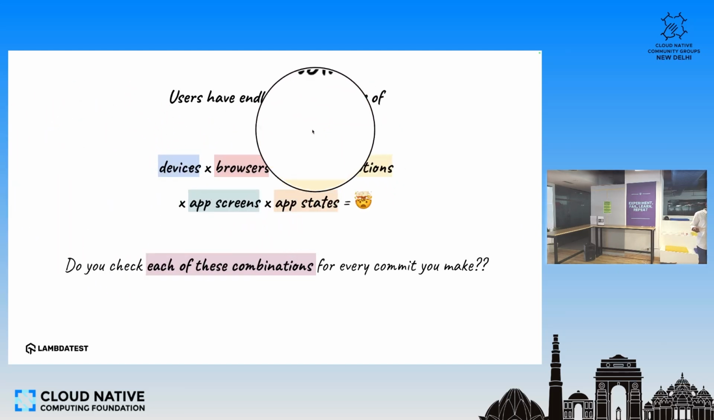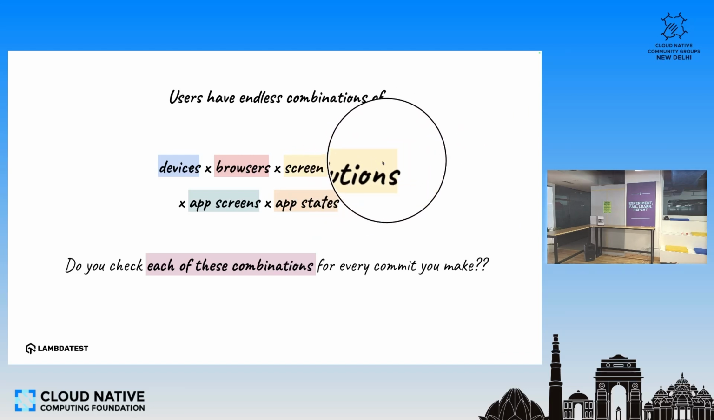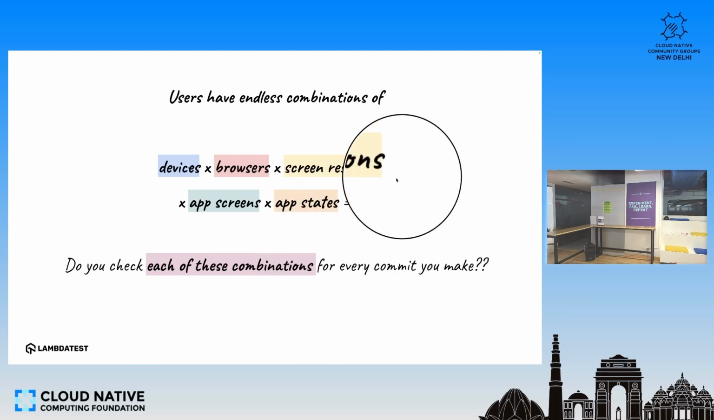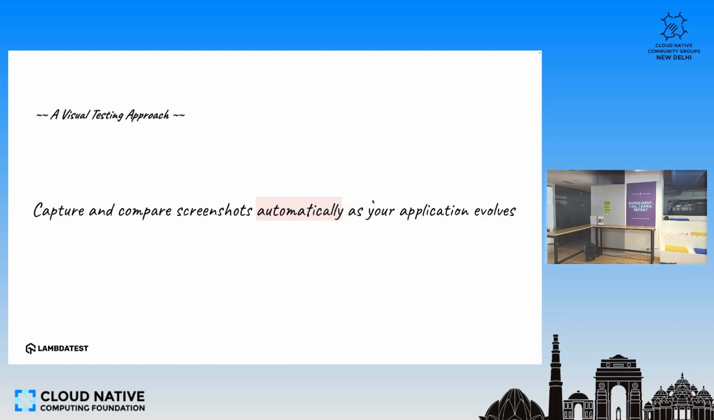So these combinations are endless, and these endless combinations need to be checked by a person. Either you can make someone sit and see your website regularly, or you can use automated software that does this for you. What we do is capture and compare the screenshots automatically as your application evolves, right?